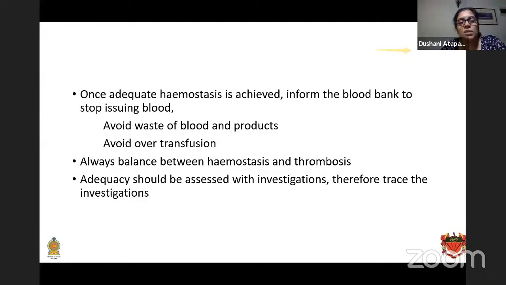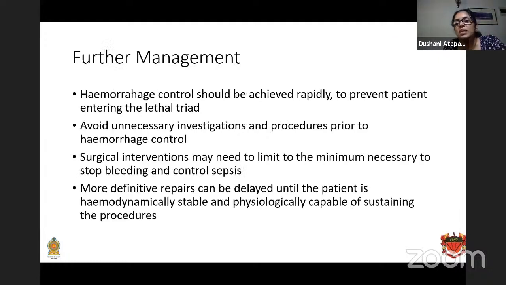And then adequacy should be assessed with your investigations. So tracing of investigations is also very important, because otherwise you send the blood investigations to the lab and you forget to trace them. So these things are common, so don't forget. So you trace the investigations, especially the PT, INR, APTT, fibrinogen levels. So these things are very common in further management, right?